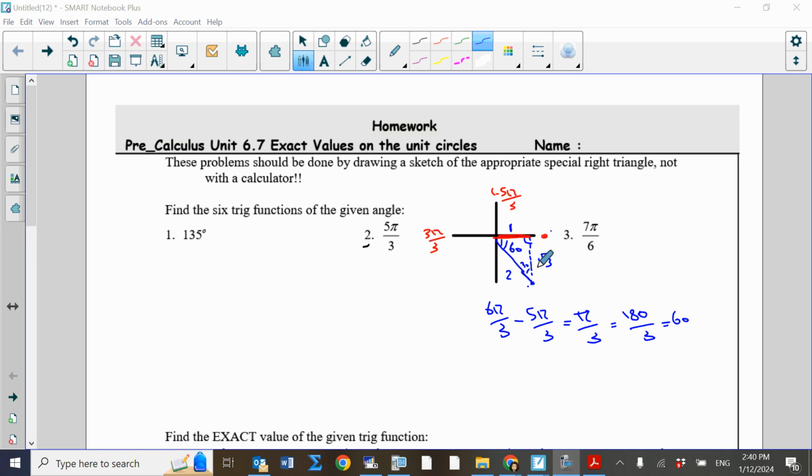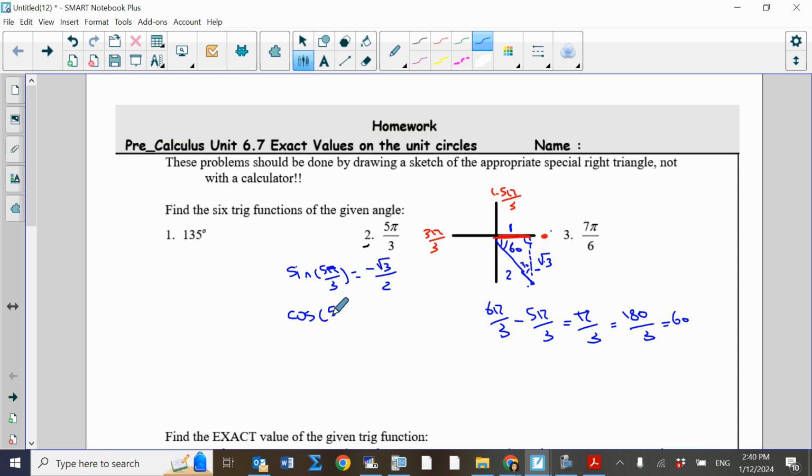Now root 3 is going to be negative because it's below the x-axis. It's a negative value, but 1 is positive. And we know that 2 is the hypotenuse here, and the hypotenuse is always positive. So now I can find sine of this angle, 5 pi over 3. It's opposite over hypotenuse, so it's negative root 3 over 2.